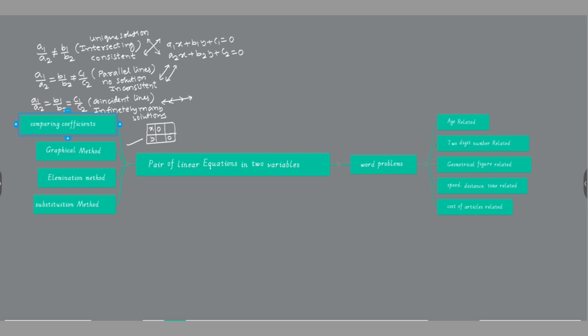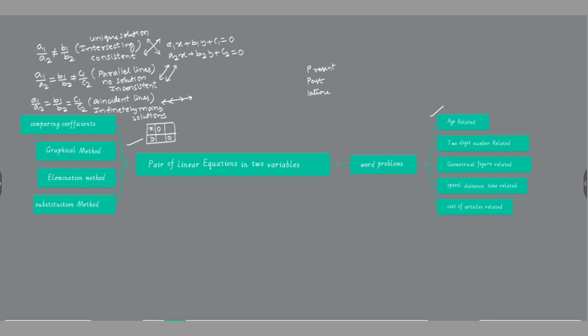Now we have next, word problems, very important. You should know how to frame the equation for the given situation. Here we have many different topics, but one of the important topics is age related. They ask you to find out the present ages of the people. So here generally I say to take first the present ages, then past ages, then later or future ages.